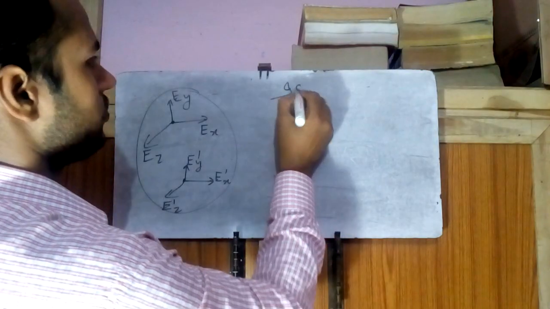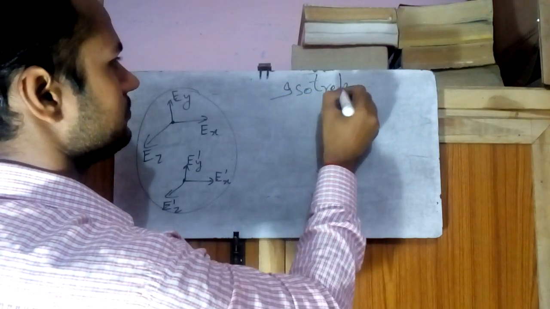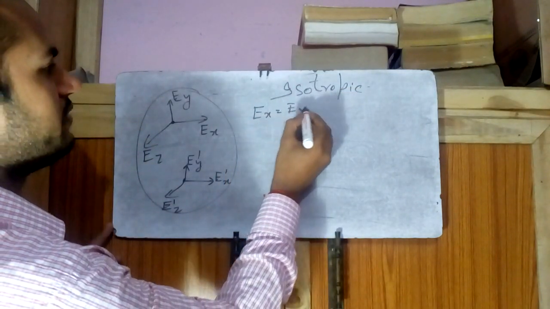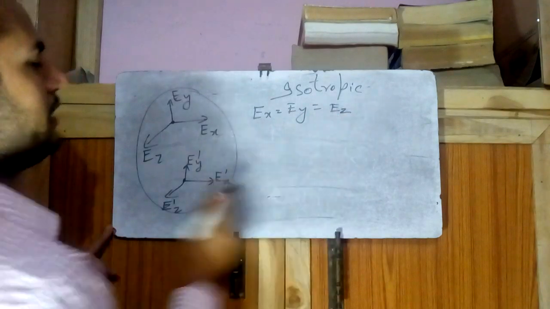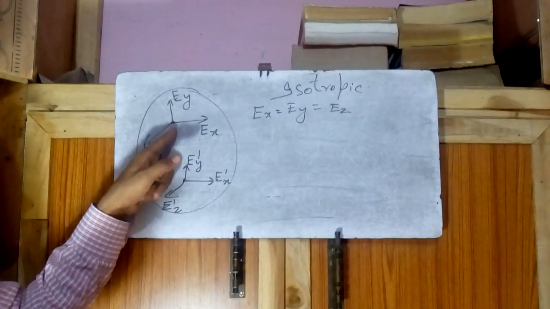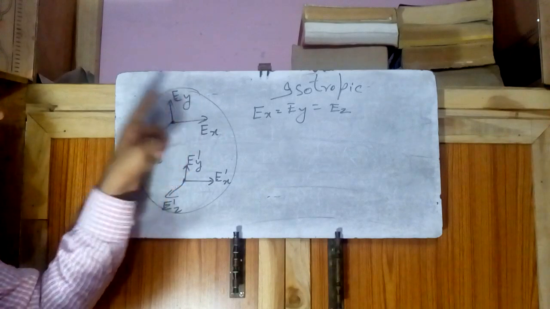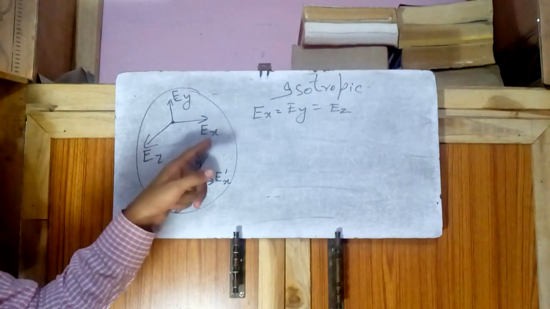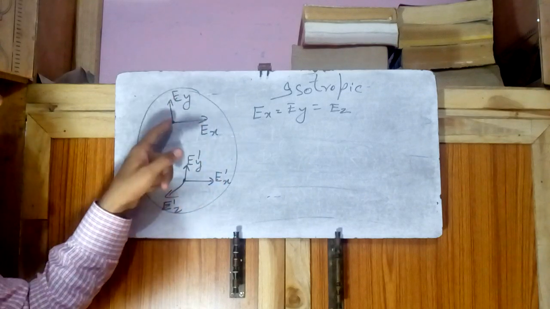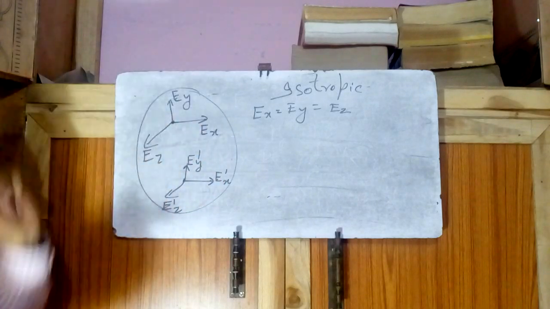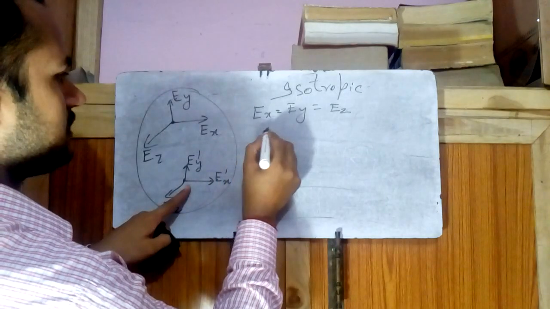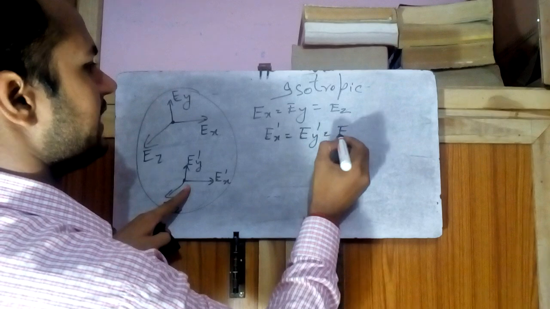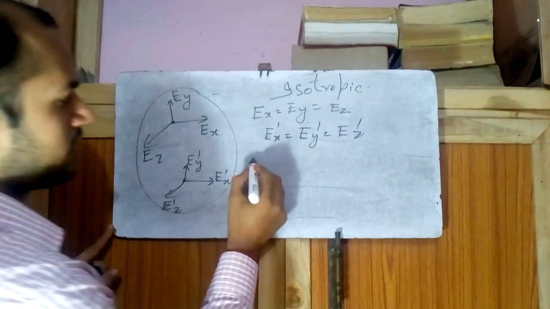Then what is isotropic? Isotropic means Ex is equal to Ey is equal to Ez. At any point, in all directions there will be the same Ex equal to Ey equal to Ez, same property of the material at any point in all directions, right? Like at this point Ex dash is equal to Ey dash is equal to Ez dash. What is homogeneous?